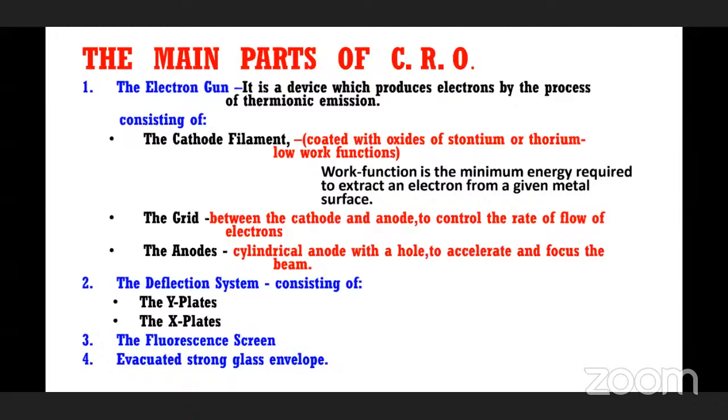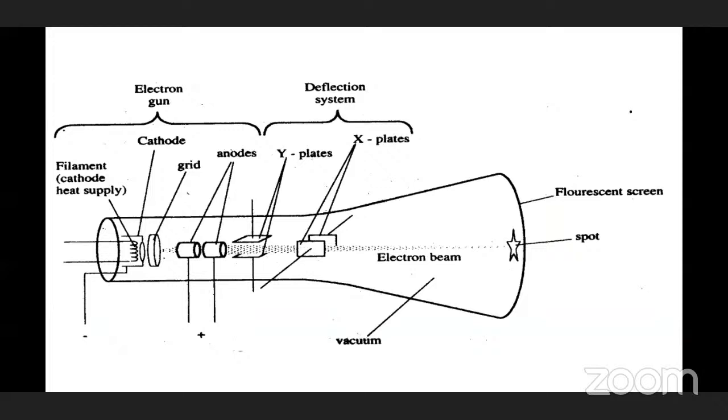So this is the cathode ray oscilloscope. You can see the electron gun. Then you can see the parts of the deflection system, the Y plates and the X plates. This is the fluorescent screen here at the front. I hope everyone is seeing. Then you can see we have the grid that we need to discuss. So study that diagram.